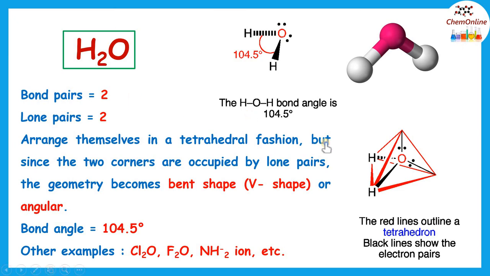So in the case of the water molecule, though we expect a tetrahedral geometry due to the presence of 4 electron pairs, the actual geometry is a bent shape or V shape because out of the 4 electron pairs, only 2 are bond pairs and the other 2 are lone pairs. And the bond angle decreases from 109.5 degrees to 104.5 degrees. Similar geometry can also be seen in other molecules like Cl2O, F2O, NH2- ion, etc.